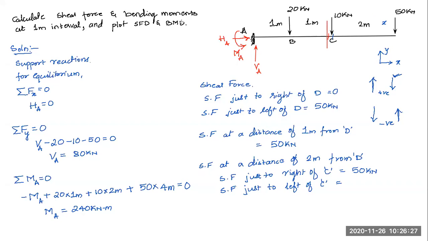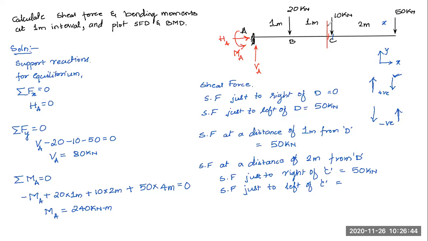Okay, and what is the total force? This 10 plus 50, 60 kilonewton. Magnitude is 60 kilonewton, and both are in downward direction. That's why I can directly add them. 10 plus 50, 60. Resulting force will also be in downward direction.